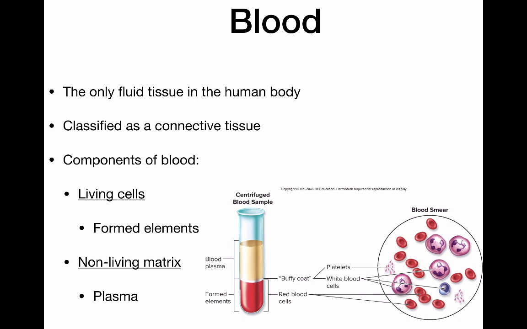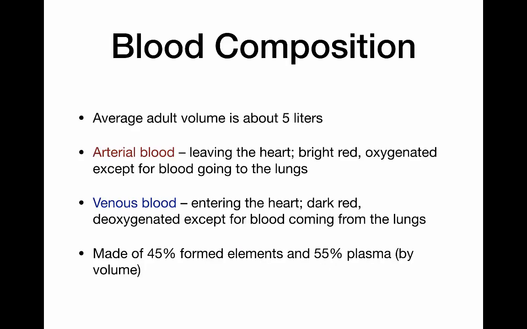And then that little white line is referred to as the buffy coat. The buffy coat consists of the white blood cells predominantly, and also the platelets. Platelets are just fragments of cells. And then, of course, the plasma sitting on top.